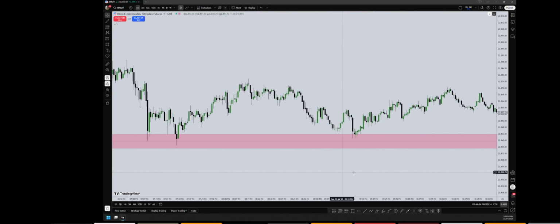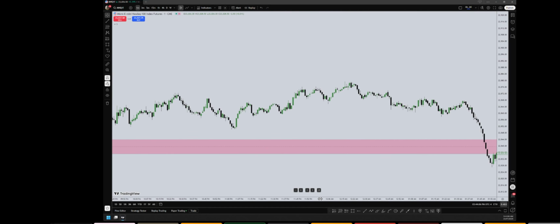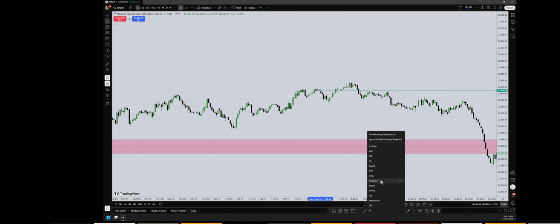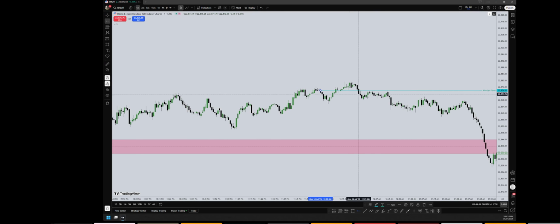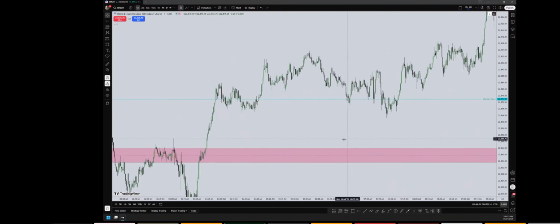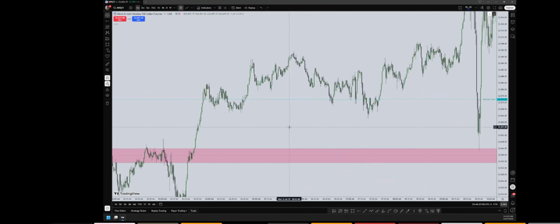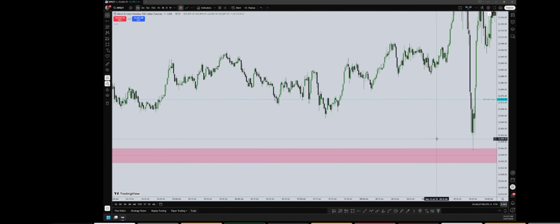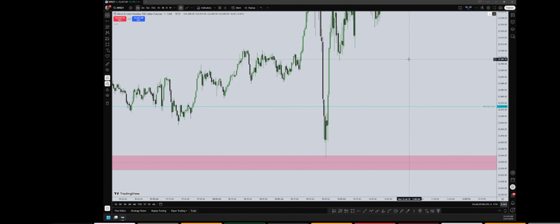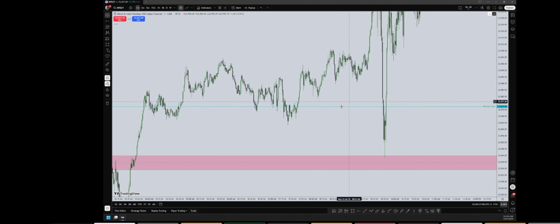This is where the midnight was. Above midnight, high probability sell short will happen. Below midnight, high probability buy long will happen. Below midnight, buy long setup, three times. The market has done that.